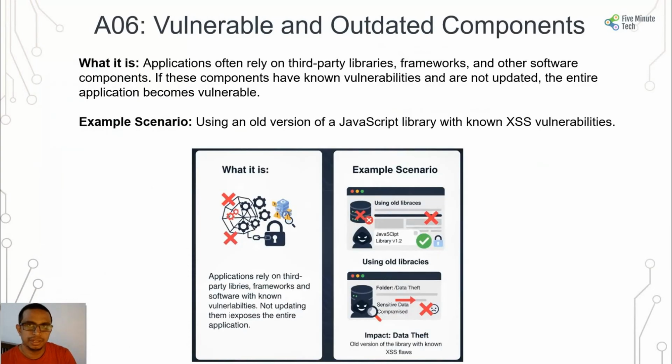Next one is vulnerable and outdated components. An application often relies on third-party libraries, especially in Node.js applications, wherein we have frameworks and other software components written in JavaScript and other languages which we just pull down and use. If these components have known vulnerabilities, which they tend to do, and are not updated, the entire application becomes vulnerable. Using an old version of a JavaScript library, as I mentioned, with known XSS vulnerabilities can be an example scenario here.